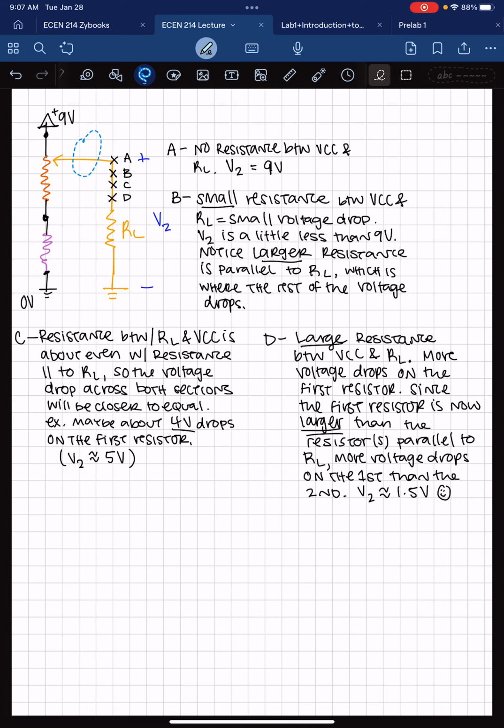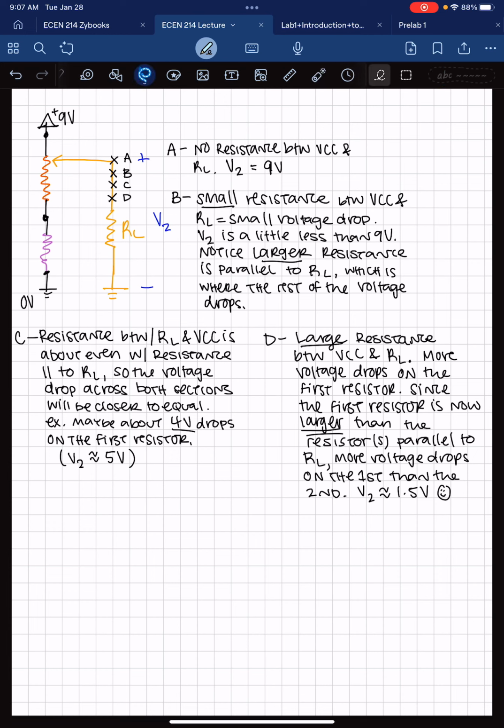So when it's at the very topmost, 0 ohm position, there is no resistance between the VCC, like your battery, and your load wire. So the voltage difference between here and here is 9 volts, because here and here is the same as here and here. So yeah, a 9 to 0 volts difference is 9 volts.